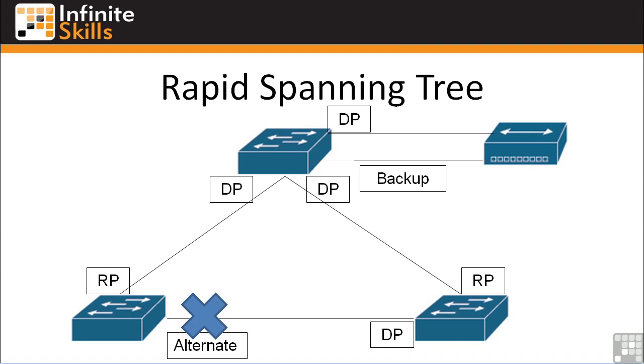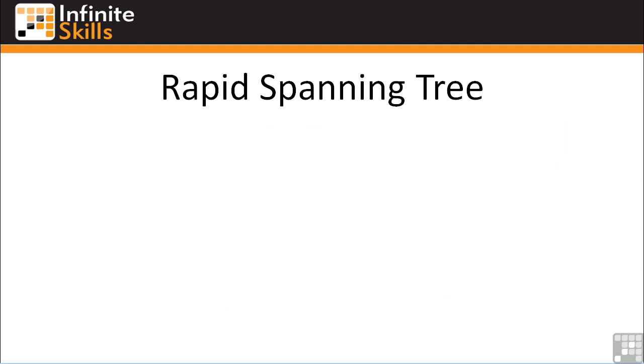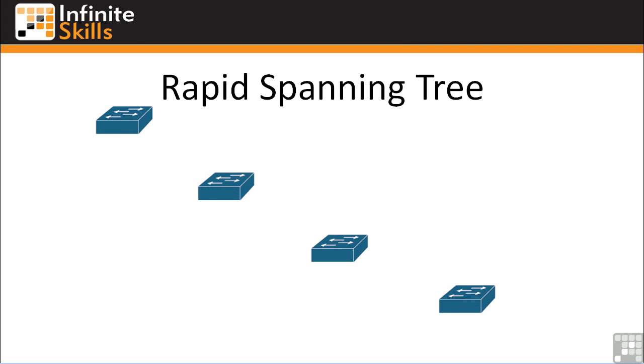So let's examine rapid spanning tree in normal operation. Let's say we have a network with 4 switches and they're all connected like so. You'll see this on a lot of networks. It's just daisy-chained like this.